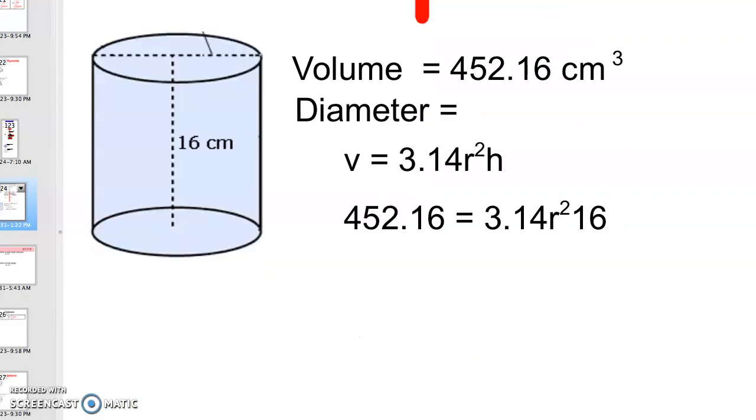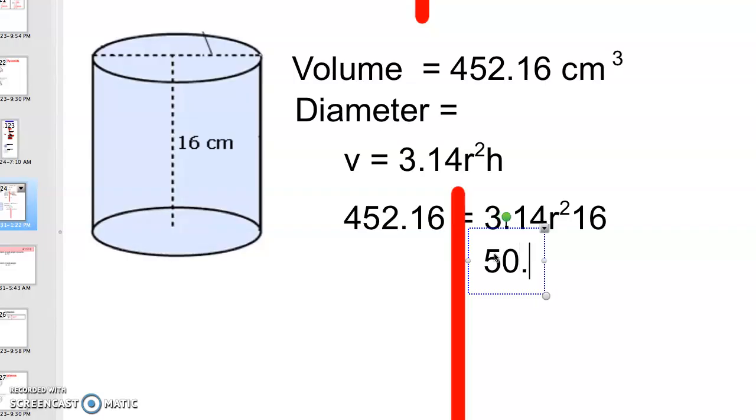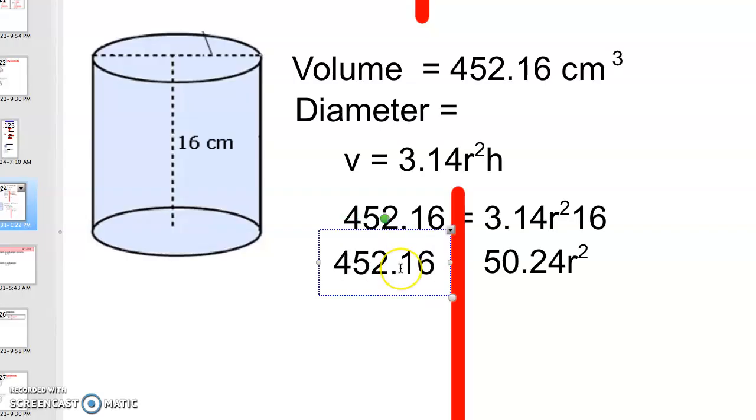Step 3 is to solve for the unknown variable. I'm going to draw a line down the equal sign. Next, I have to simplify. So I'm going to simplify this side of my equation. I'm going to do 3.14 times 16 because these are all being multiplied. 3.14 times radius squared times 16. So that simplifies to 50.24, and I still have r squared. And then on this side, I still have 452.16. So I'm just going to bring that down.